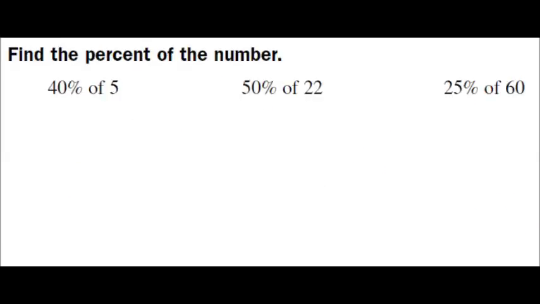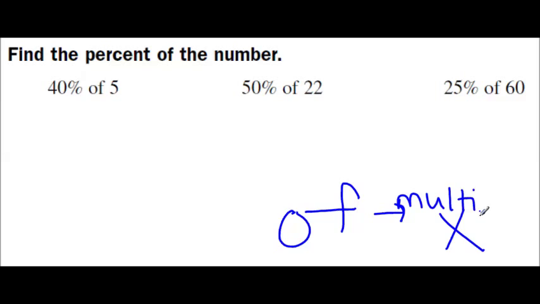Alright, finding the percent of a number. The most important thing to remember is what certain words mean in math. So with these 3 problems, we have the word of. Of is going to be the same as your multiplication. So you can use a times symbol, the X, sometimes, or we can use a dot for multiplication.